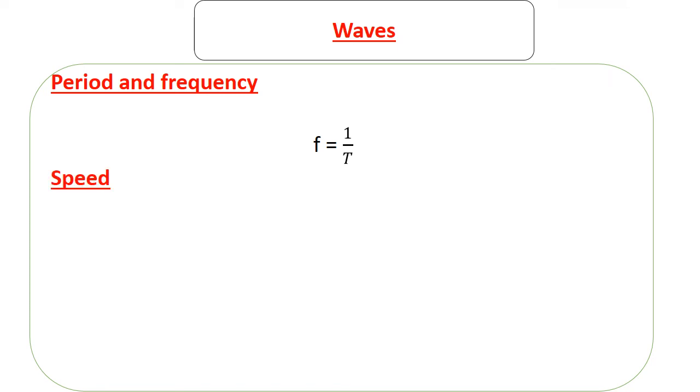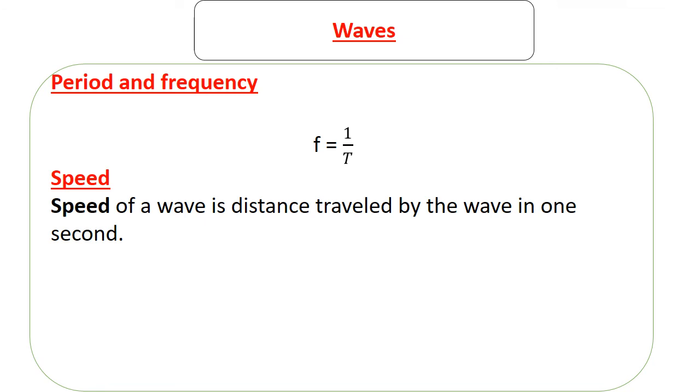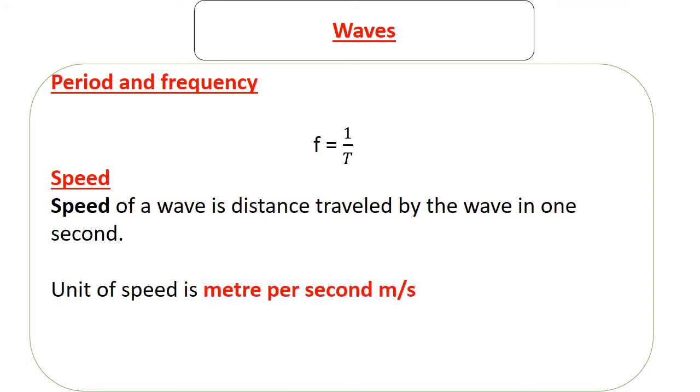Finally, we're going to take a look at speed. The speed of a wave is the distance traveled by the wave in 1 second. The units of speed are meters per second, just like before. The symbol for speed is v, and the formula that connects speed with the other two properties of a wave is this: speed is equal to frequency times wavelength, v = f × λ. That's how you get the speed of a wave.